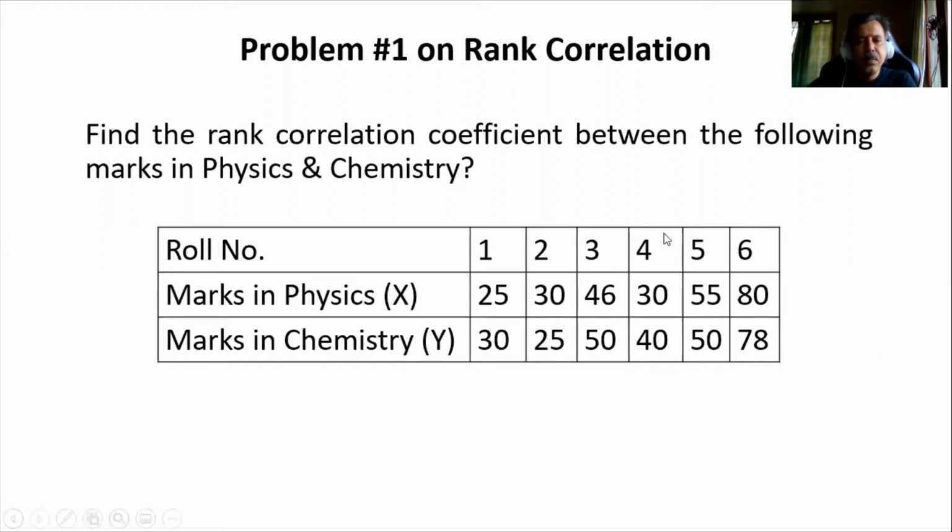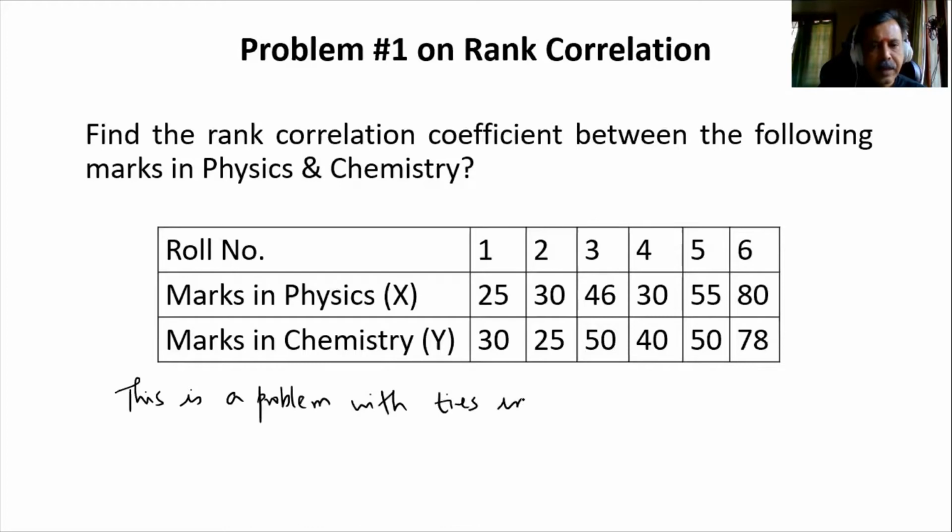If you look into marks in physics, you may notice that the highest is 80, next highest is 50, next highest is 46, next highest is 30, but 30 is occurring two times, which means there is a tie in the marks. So when I assign ranks, there will be ties in the ranks. So this is a problem with ties in the ranks.